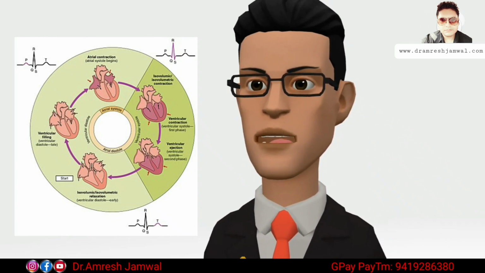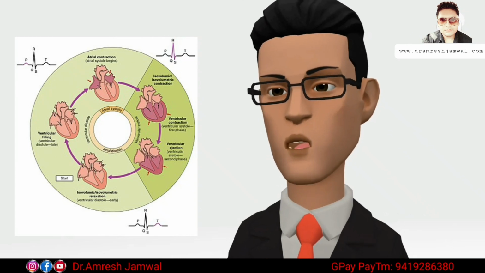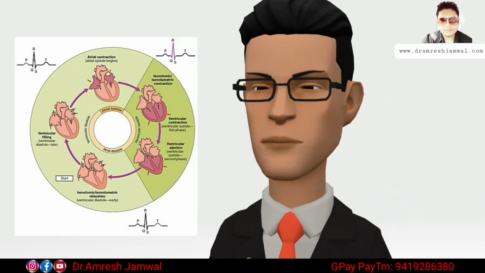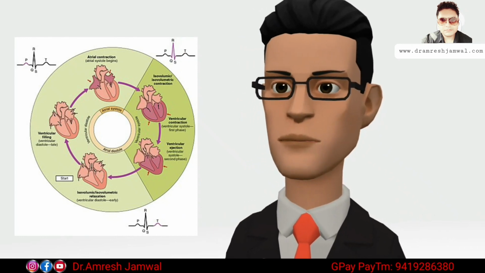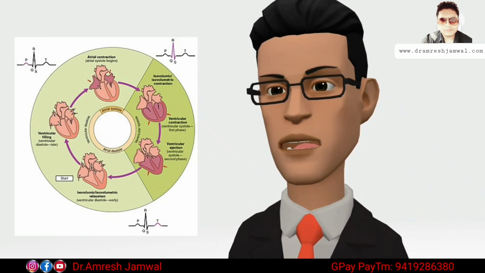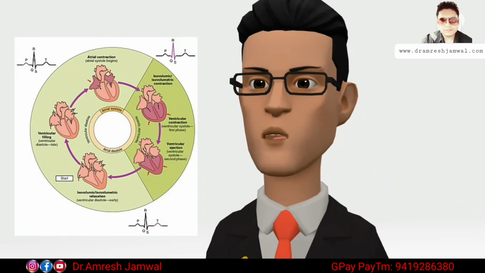After this, the ventricles start to relax and the semilunar valves close to prevent backflow of blood into the ventricles. Closing of the semilunar valves causes the second heart sound, which is known as DUP. So the first heart sound occurs at the start of ventricular systole and the second heart sound occurs at the start of ventricular diastole. That's all for this video.